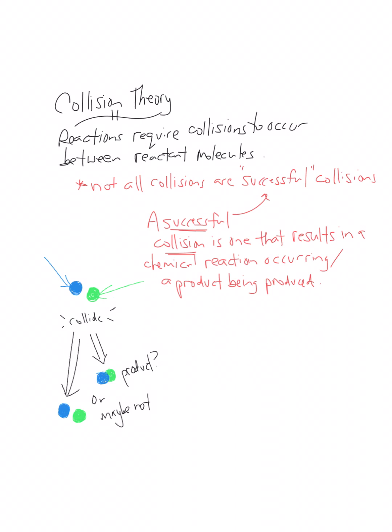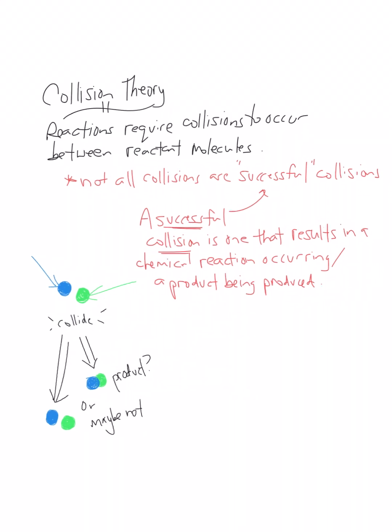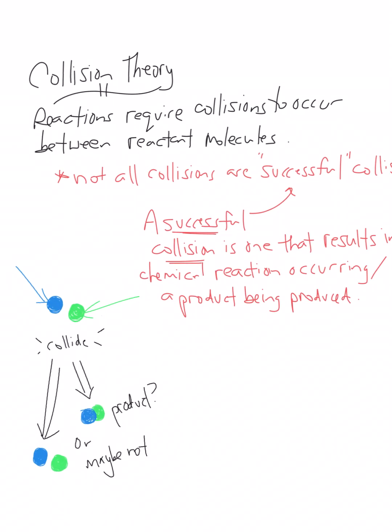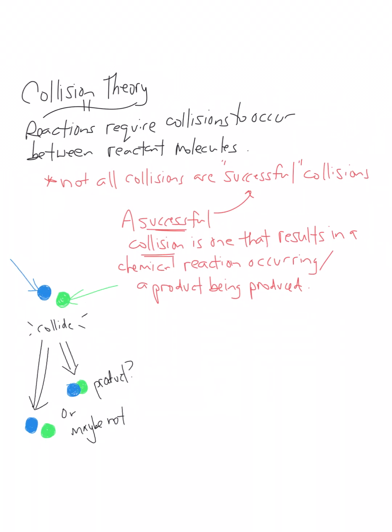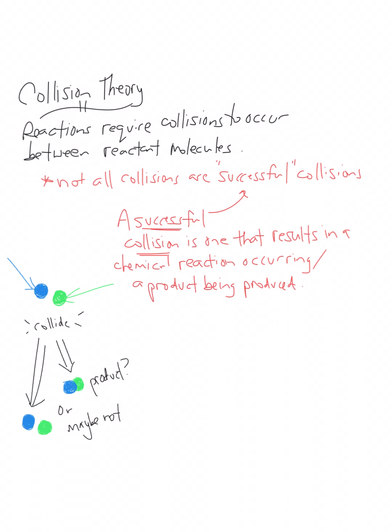All right, so what is collision theory? Well, as it states here, collision theory is the idea that reactions require collisions to occur between reactant molecules. So what we have to appreciate is that every time potential reactant molecules collide, they're not necessarily what we would call successful collisions. There can be collisions between reactant molecules that do not result in a reaction, and that would be an unsuccessful collision.